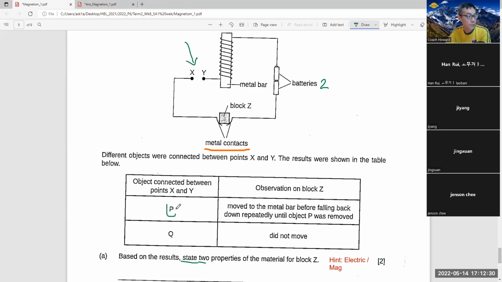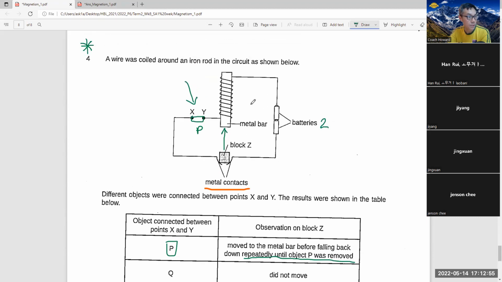How do you interpret this table? If you put this object P in here, what happened to block Z? Block Z will move to the metal bar. The same block Z will go up this way before falling back down repeatedly, until object P was removed. This diagram is being enlarged. This is what happens in this device called the electric bell.